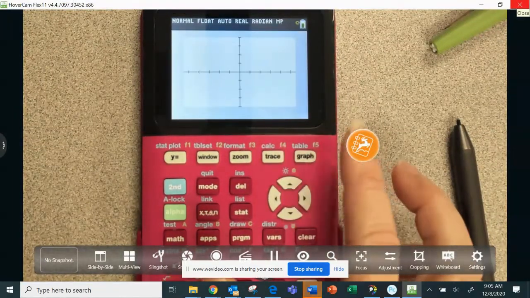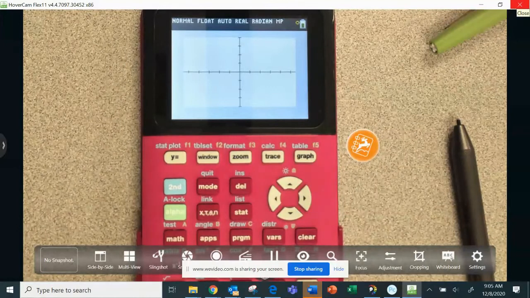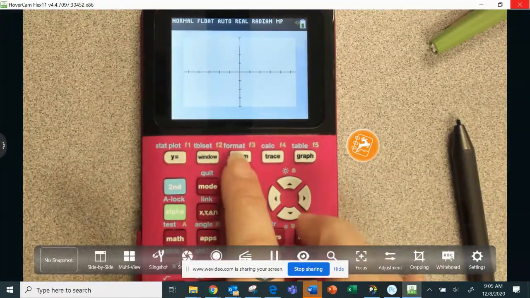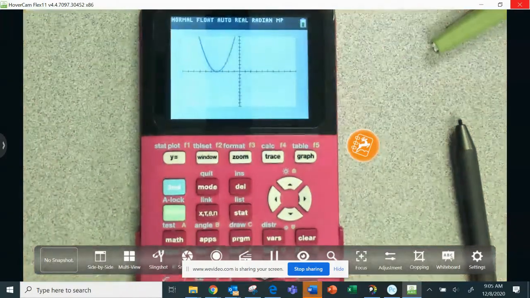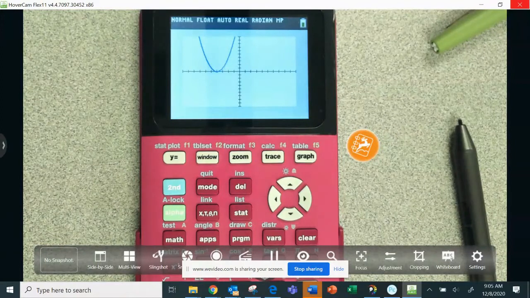Now, I have no idea what my window is at. My window right now is something that I used in a different class, so my window is all messed up. If your window isn't a nice 10 by 10 window, then you can just hit zoom 6 and it'll fix your window. And there's my graph now. So this is what I got.